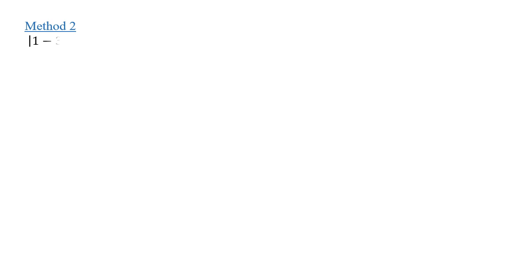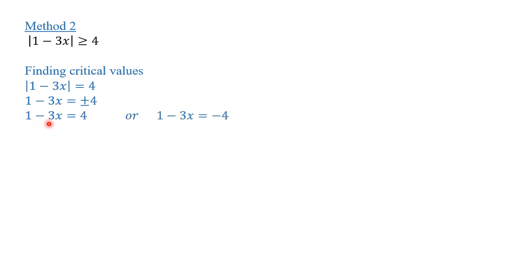Now method 2. We have modulus of 1 minus 3x is greater than or equal to 4. We are going to find the critical values using the corresponding modulus equation, which is modulus of 1 minus 3x is equal to 4. So this is 1 minus 3x equals plus or minus 4. We are going to have two equations: 1 minus 3x equals 4, or 1 minus 3x equals minus 4. If we solve, we get x equals minus 1 or x equals 5 over 3. These are the critical values that we have.